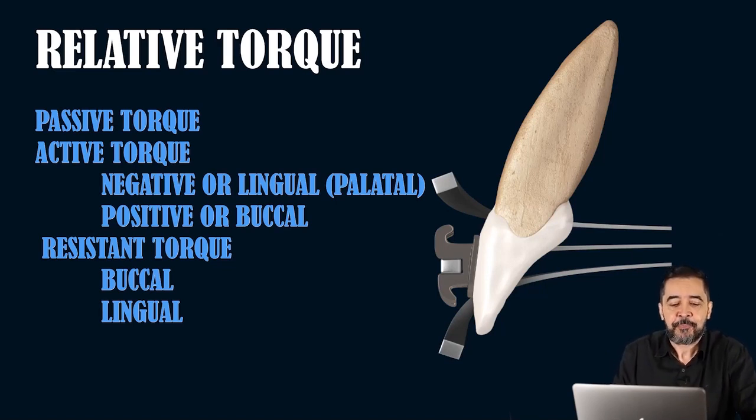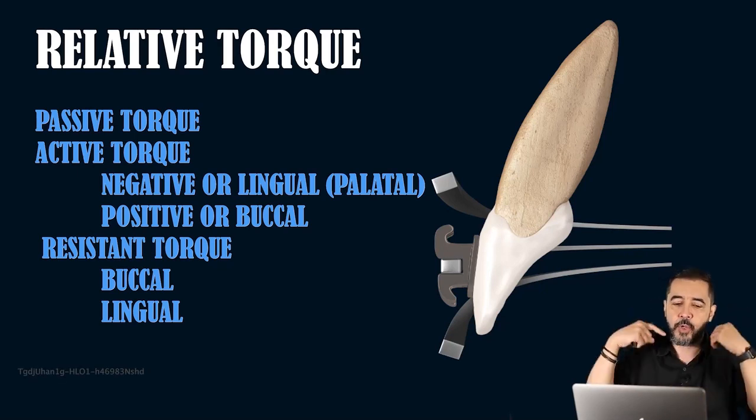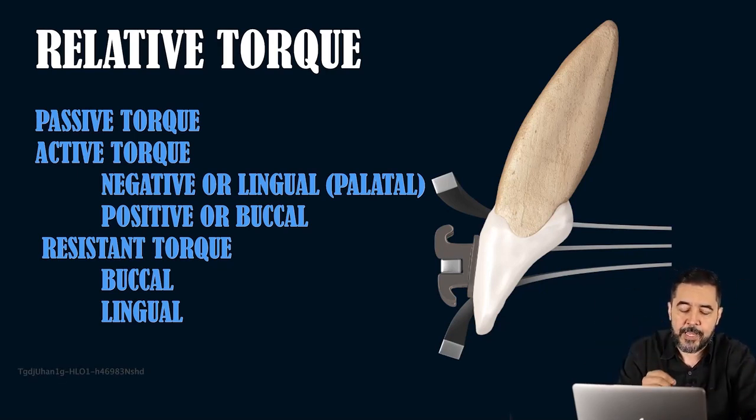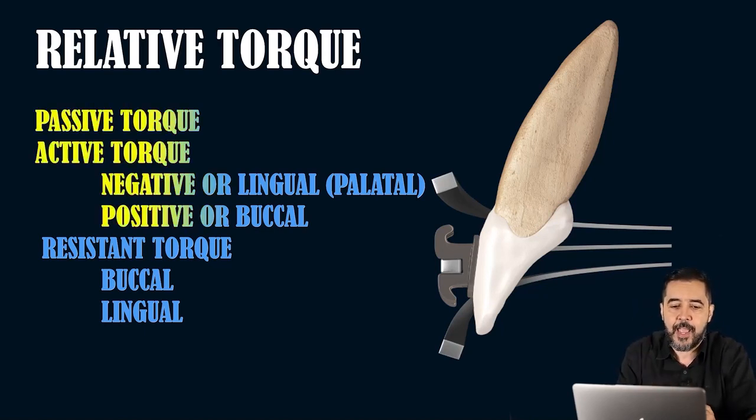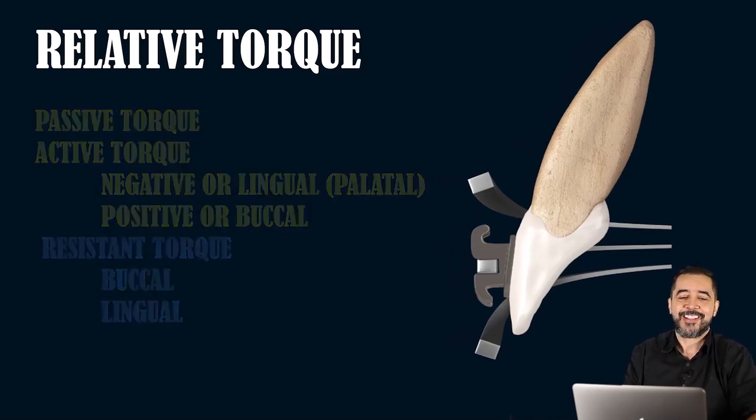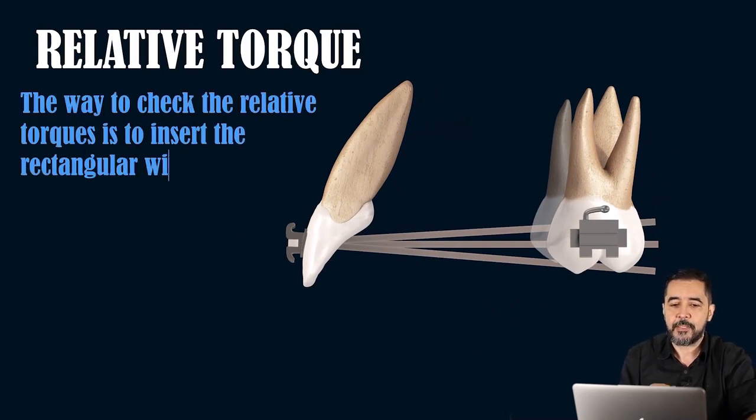So let's move on. We're not, in this part of our course, explaining resistance torque. It's very important when we're going to do the retraction, so later on we are going to explain this. Now we are focusing on passive and active torque, and when we do active torque, the negative or the positive crown torque, okay? So this is what's going to happen.